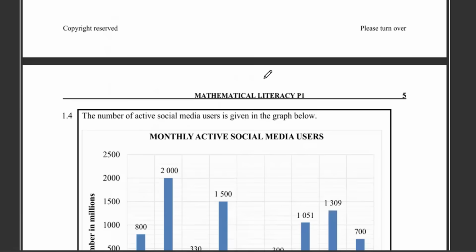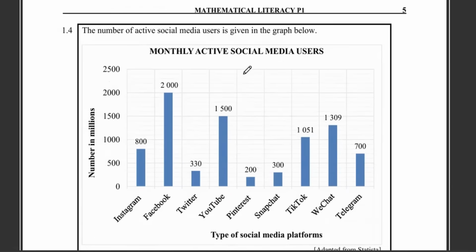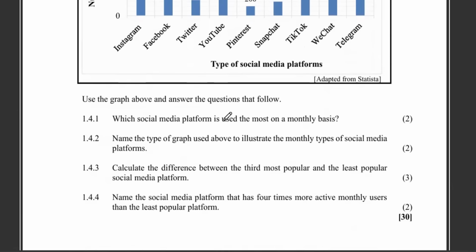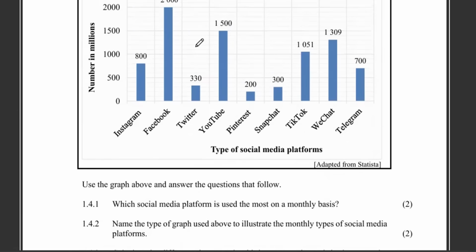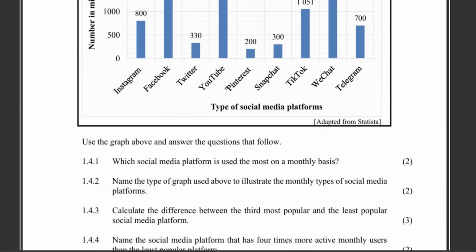Okay. 1.4, this is the graph you're looking at. It talks of monthly active social media users. Which social media platform is used most on a monthly basis? You take the one with the highest value, and it's C, Facebook.